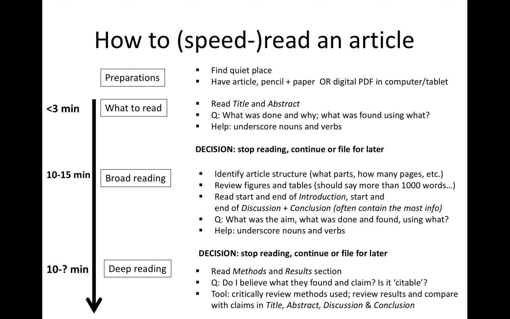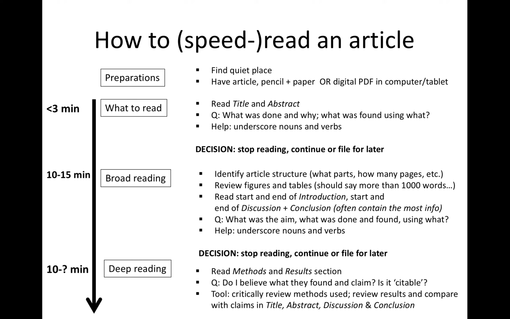So first of all, find a good reading place, have the article ready, either printed or as a PDF, and then start by reading the title and the abstract. And then you can use some guiding questions when you're reading that. What was actually done? And why was this done? And what was found? And what tools were used to find that new knowledge? And you can, for example, underscore nouns and verbs in the abstract to help you answer these questions.